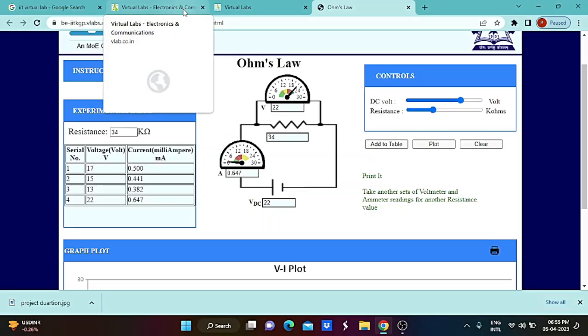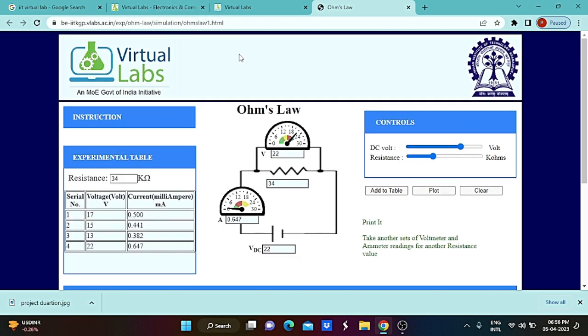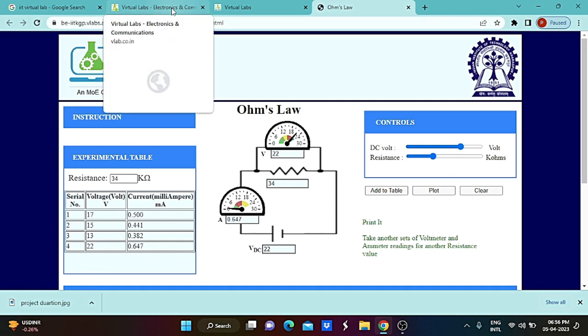Dear viewers, today we are going to see the virtual lab facility which is available for all disciplines in engineering colleges. We have a lot of disciplines in the engineering field, like computer science engineering, information technology, electronics and communication engineering, electrical and electronics engineering. Likewise, a lot of departments are available.